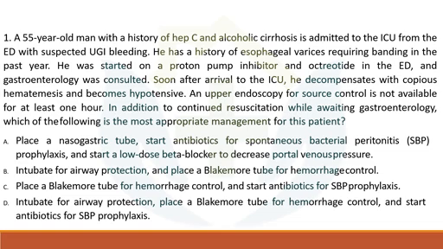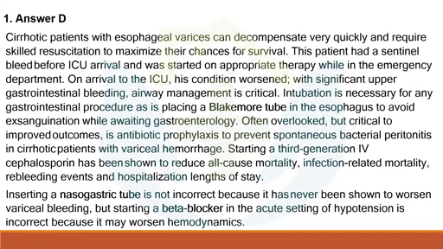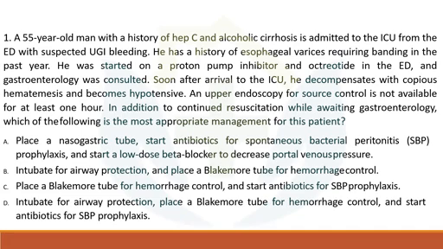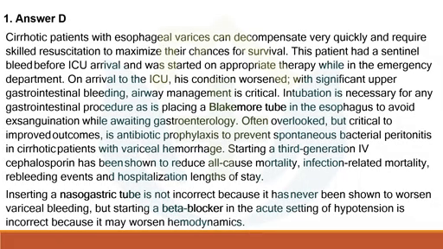So for this question, the correct answer is D. Most of you answered that correctly. First you'll have to intubate the patient, place a Blackmore tube for hemorrhage control, and start antibiotics for SBP prophylaxis. So why is this answer correct?